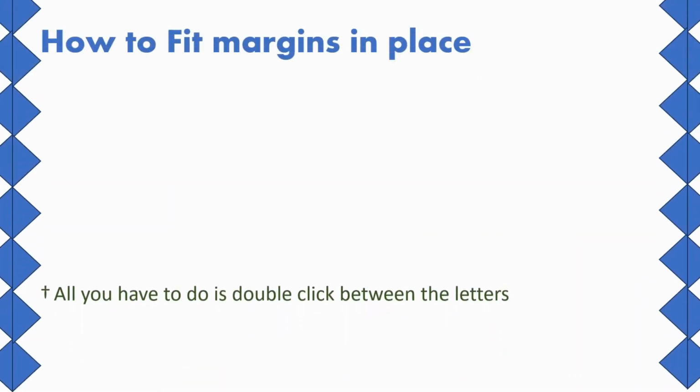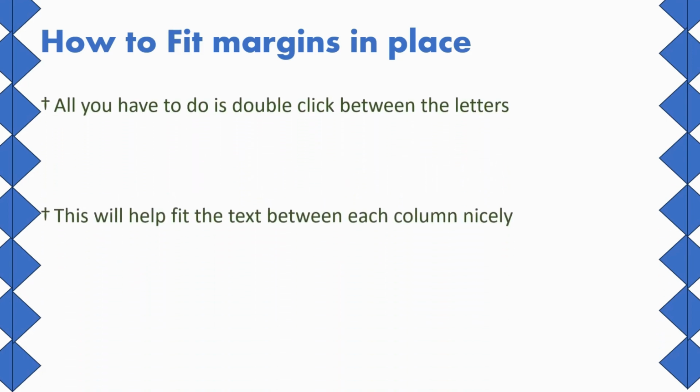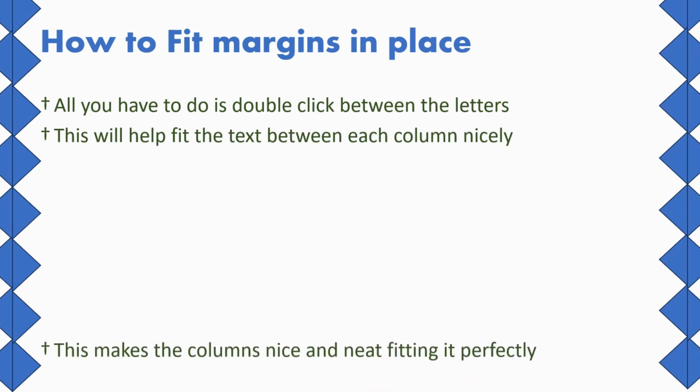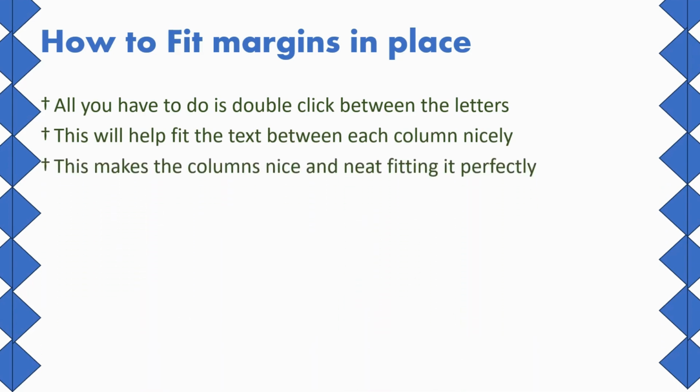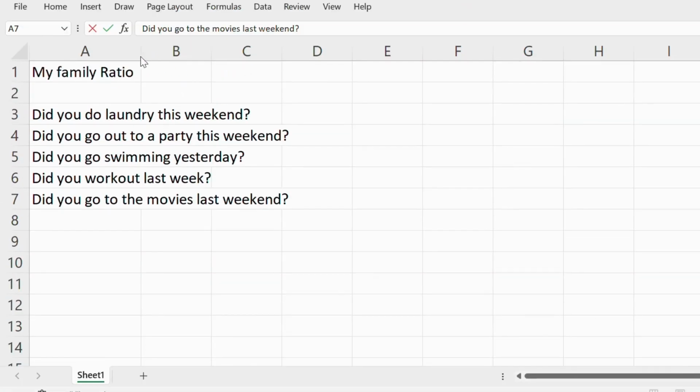First off, I'm going to show you how to fit margins in place. All you have to do is double click between the letters. This will help fit the text between each column nicely. This makes the columns look nice and neat, fitting perfectly. You can use this for many reasons. I will show you how to use it with text and numbers.